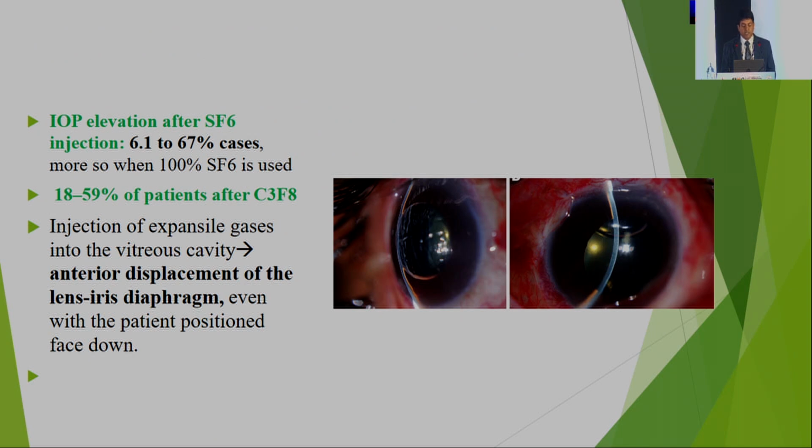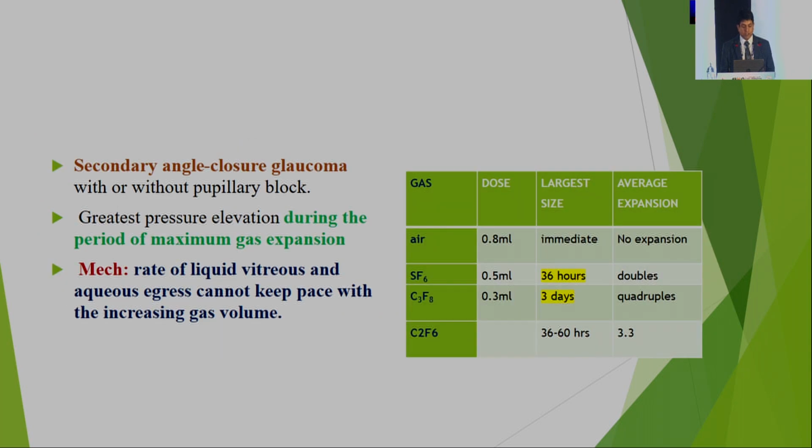The risk of IOP elevation after SF6 injection has been found to range from 6 to as high as 67%, most often when 100% SF6 gas is injected. With C3F8, the percentage is around 18 to 60%. The mechanism is that injection of expansile gases into the vitreous cavity can cause anterior displacement of the lens-iris diaphragm immediately in the post-op period, causing secondary angle closure with or without pupillary block glaucoma. The greatest pressure elevation is during the period of maximum gas expansion, when the rate of liquid vitreous and aqueous egress cannot keep pace with the increasing gas volume. That's why these patients present with very high IOP.